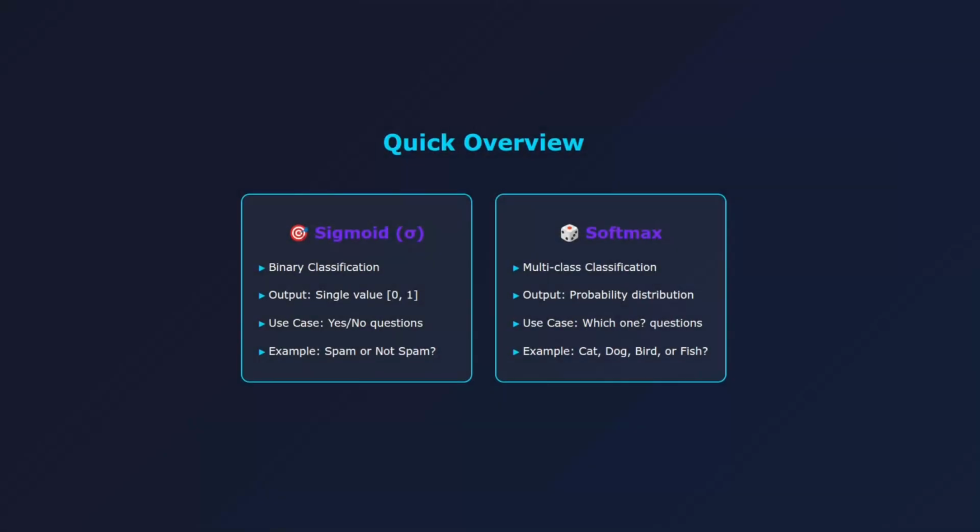Before we dive deep, let's get a bird's eye view. Sigmoid and softmax are both activation functions, but they serve different purposes. Sigmoid is used for binary classification. Think yes or no, spam or not spam, cat or dog. It outputs a single value between 0 and 1. Softmax, on the other hand, is used for multi-class classification, like identifying whether an image is a cat, dog, bird, or fish. It outputs a probability distribution across multiple classes. Now, let's understand each one in detail.